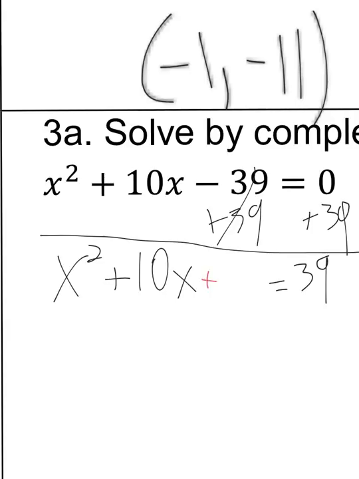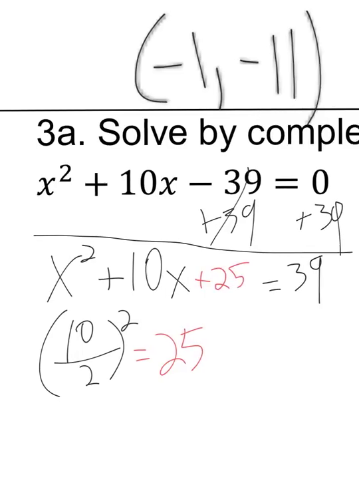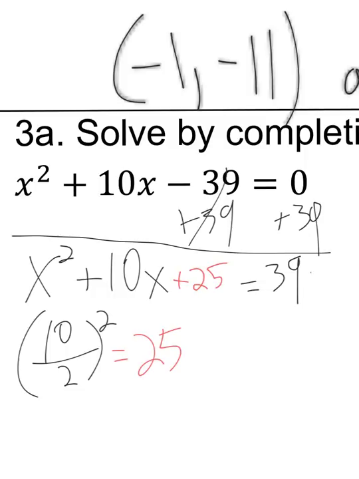What am I going to add? You take that middle number, divide by 2, and square it. That's going to equal 25. So I'm going to add in a 25 here. But what you do to one side, you must do to the other. So I'm going to add 25 to the other side.